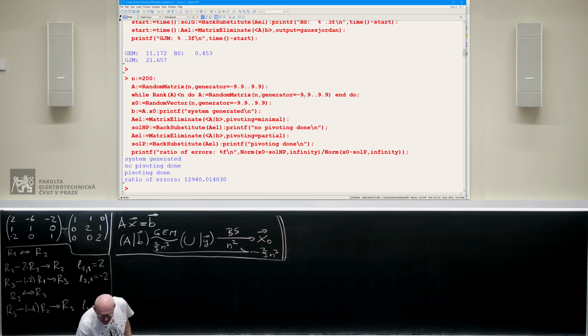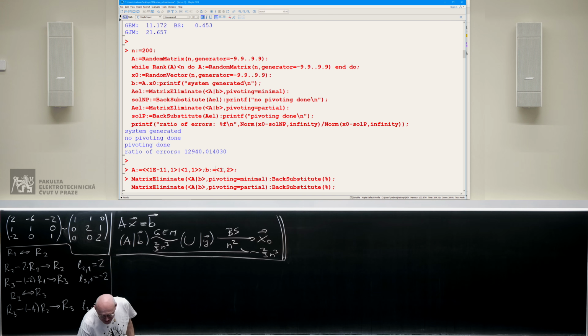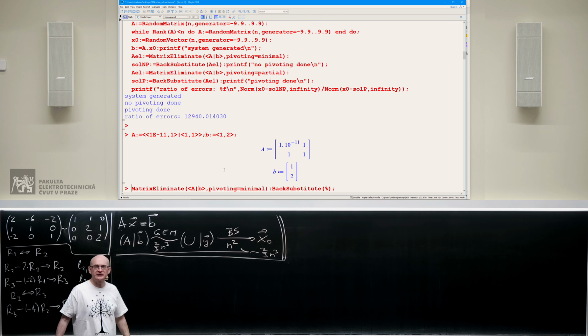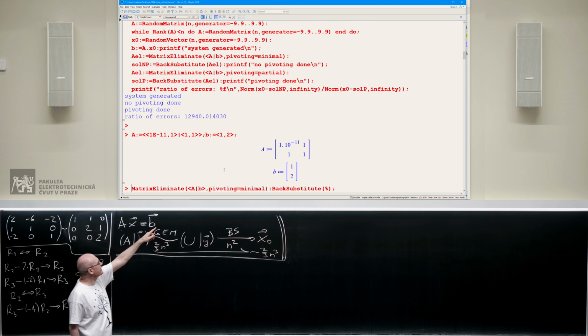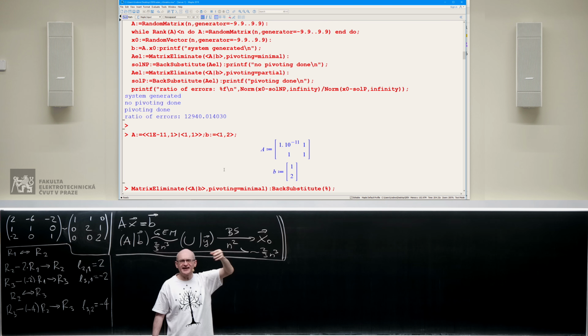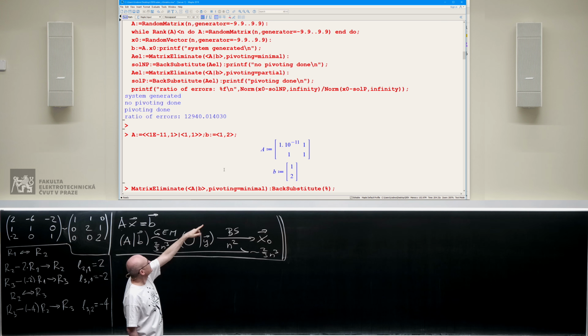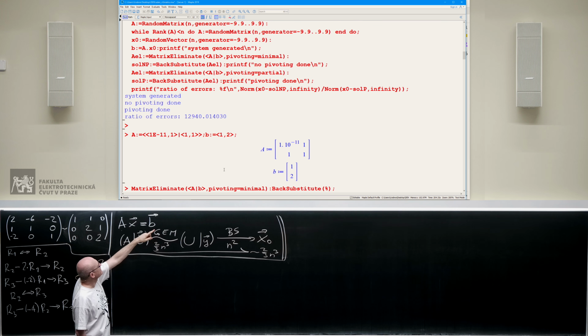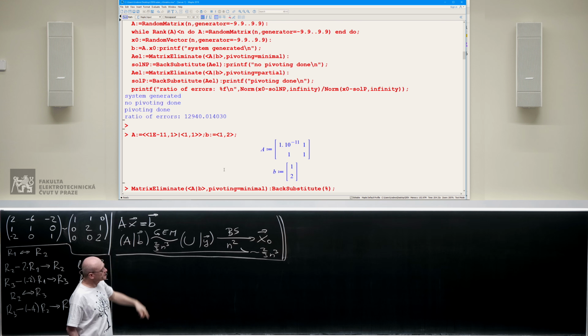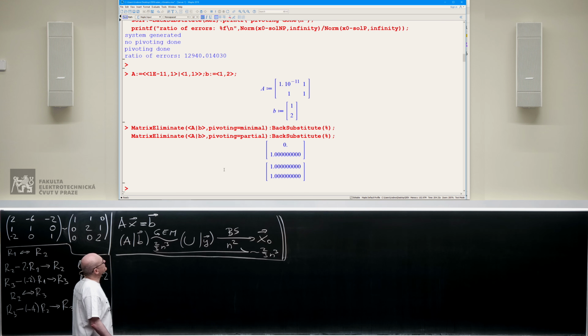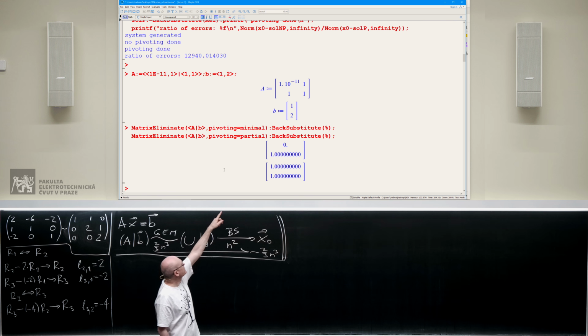Let me show you one extreme case. And this is actually a very simple case. I don't need any matrices of crazy size. This is a 2 by 2 matrix. It's a tiny system. Okay, a very simple system. Right-hand side 1, 2, which is also nice. I'm going to try elimination without pivoting and with pivoting. Without pivoting, the solution reads 0, 1. With pivoting, 1, 1. Which one is right?